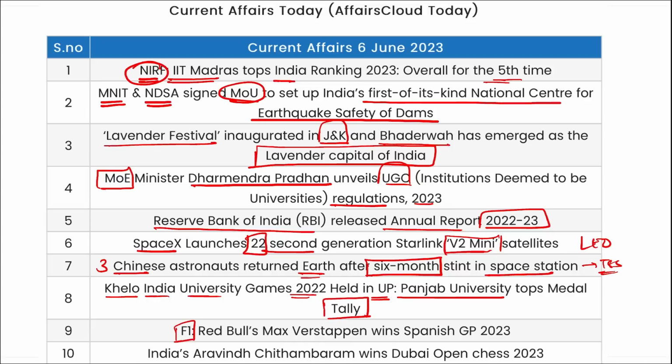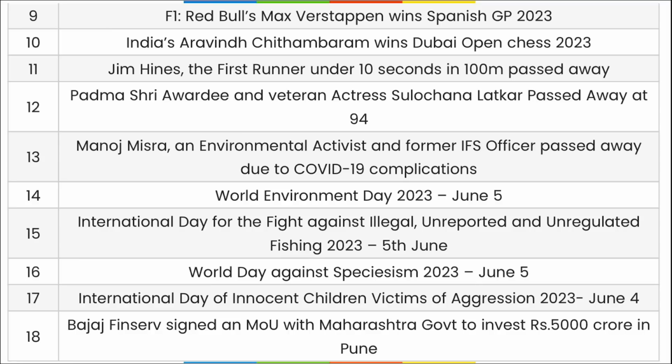Then F1 Grand Prix, that is your F1 Spanish Grand Prix 23 was held, and here Max Verstappen, who drives for Red Bull, has won the race. Then India's Arvind Chithambaram has won the Dubai Open Chess for the second time. Jim Hines, the first runner under 10 seconds in the 100 meter, has recently passed away.